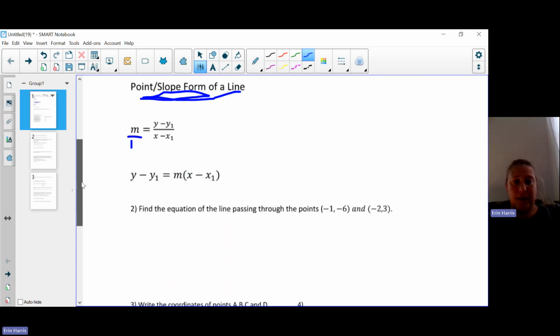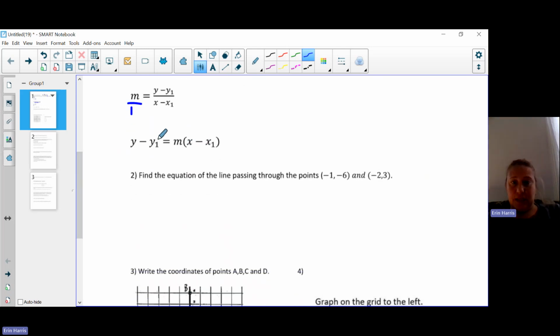And I'm actually okay with you leaving your answer in this form. It's more common to solve for y, but if you left it in the form that is there to the left, I'm okay with that.